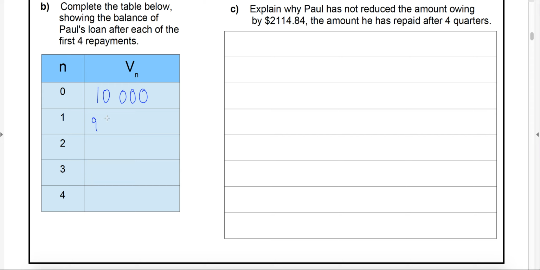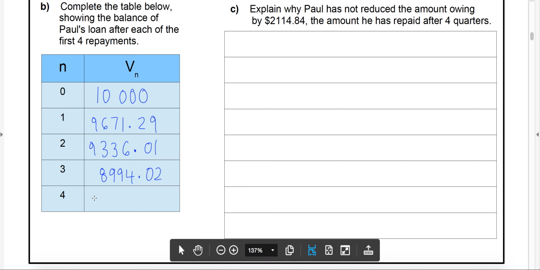So I had 9671.29, 9336, that was rounded to 0.01, 8994, that was rounded to 0.02, and the final one, 8645.19, that was rounded as well.